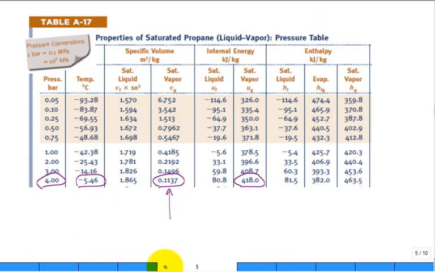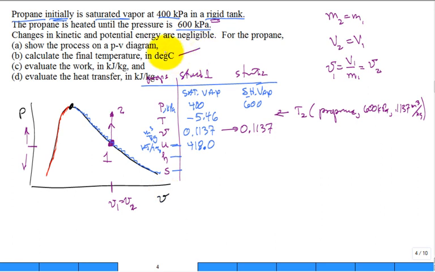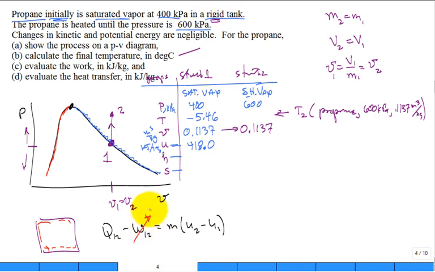Let me jump back to a problem statement. We'll evaluate the work in kilojoules per kilogram. How do I do that? Well, I have a nice sketch of the rigid tank. The focus of the study is the propane inside it. I do a first law analysis that says that the heat in during the process minus the boundary work out equal to the mass times U final minus U initial. Neglect changes in kinetic potential energy. What about this work? It's a rigid tank, no boundary work. So the work is 0, isn't it? That's easy for part C.